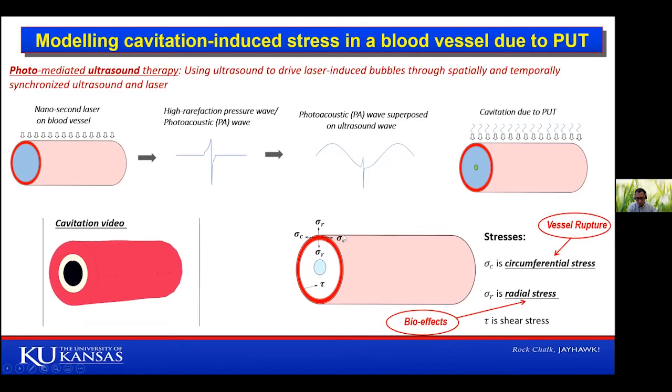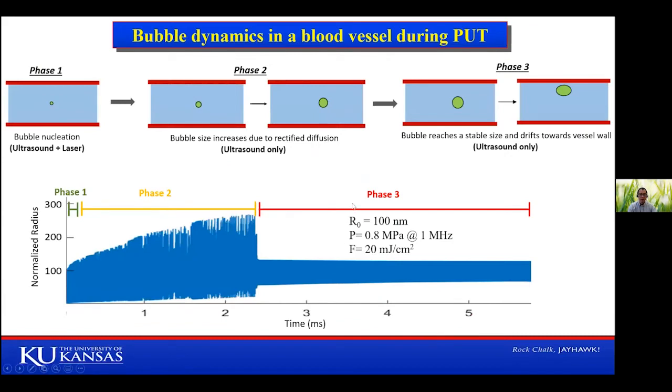So those are the three stresses, and they have different responsibilities. Particularly, vessel rupture is going to be caused by the two normal stresses, and the shear stress is actually sometimes more critical. It's going to be responsible for a lot of bioeffects. So from this simulation, we are trying to calculate how much shear stress and circumferential stress is produced by a bubble in a blood vessel.